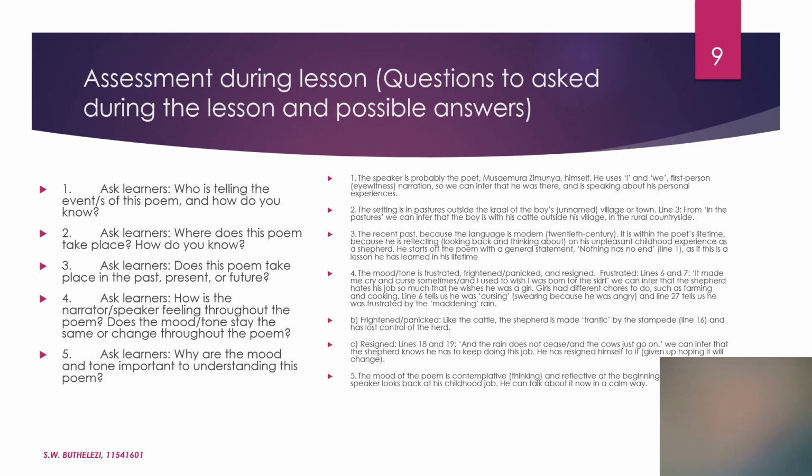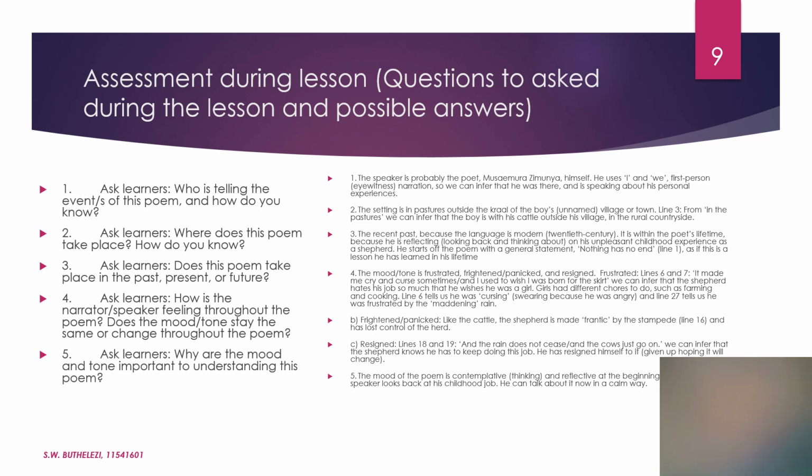During the lesson, there are questions that I will pose to learners in order to check their understanding of the poem. I will ask them who is telling the events of this poem and how do they know. The learners may answer differently depending on their understanding, but the expected answer will be that the speaker is probably the poet. The poet, Mr. Musaemura Zimunya, is the one telling the poem, because we can see that he uses first person narration.